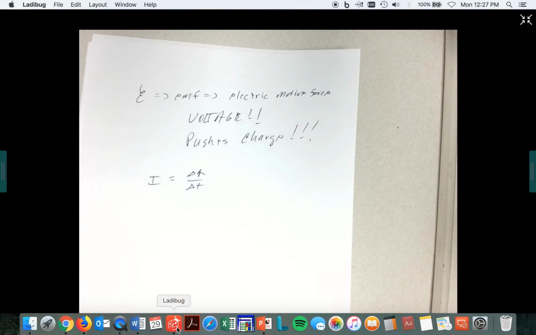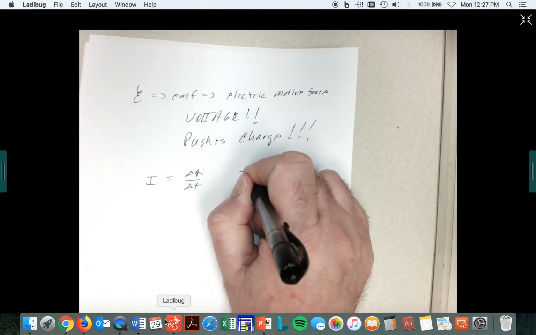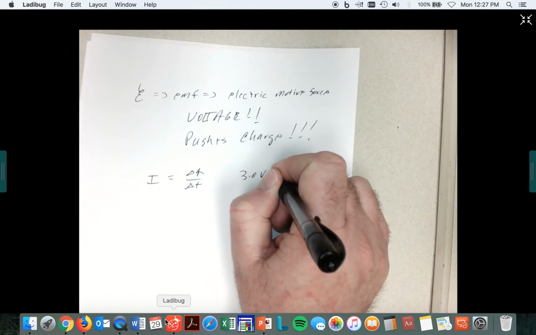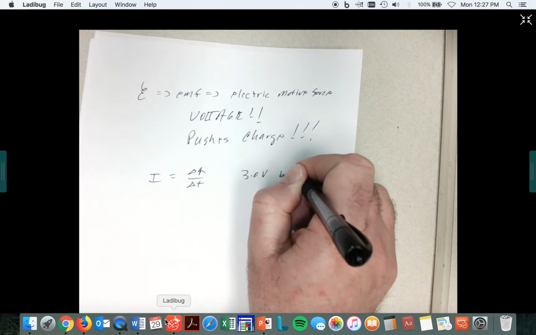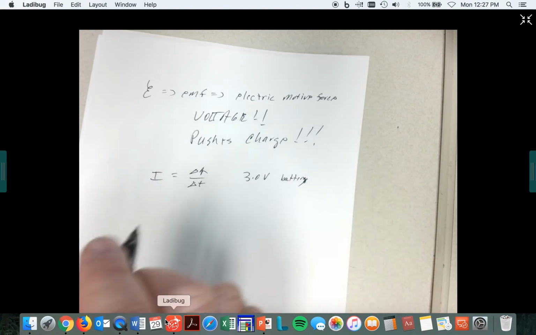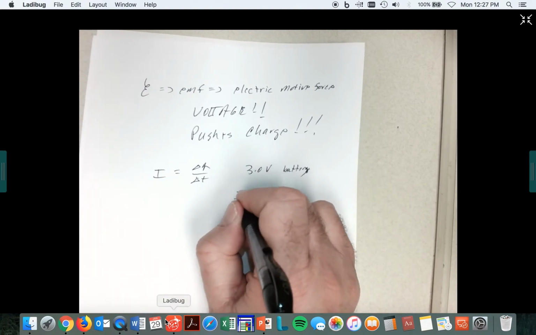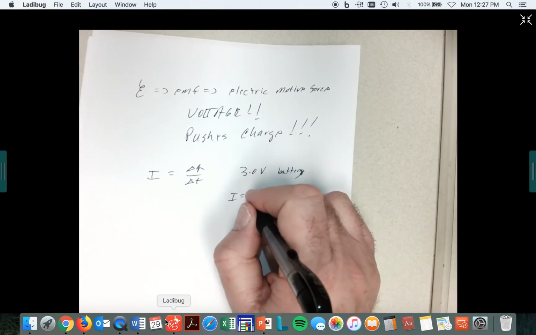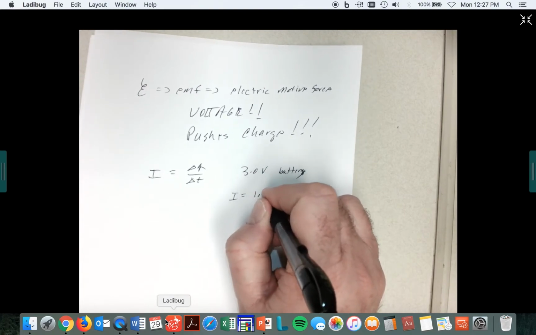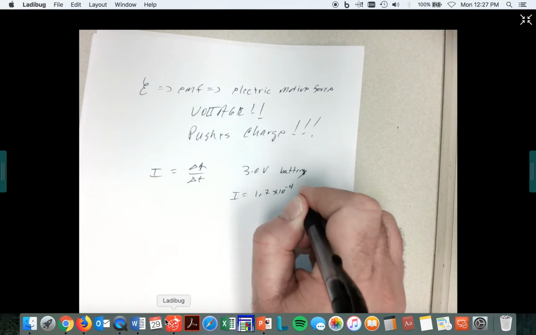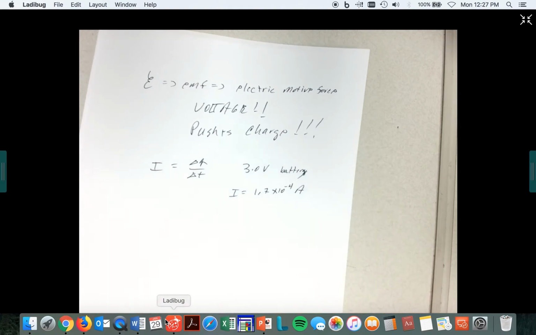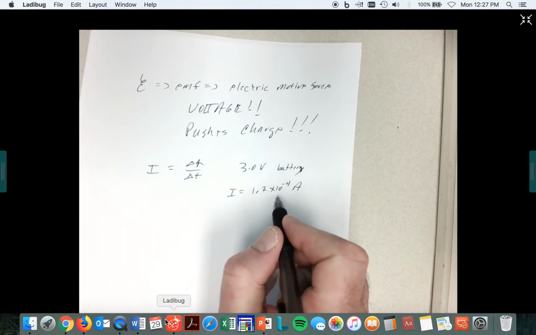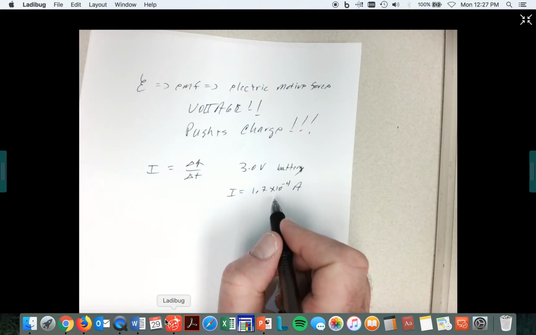Okay, so now, let's say we've got a 3-volt battery in a calculator. Got a 3-volt battery, and the battery draws I is equal to 1.7 times 10 to the negative 4 amps. Okay, doesn't draw that much current. Remember, it will still hurt.